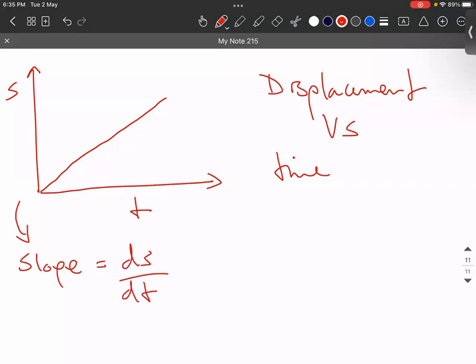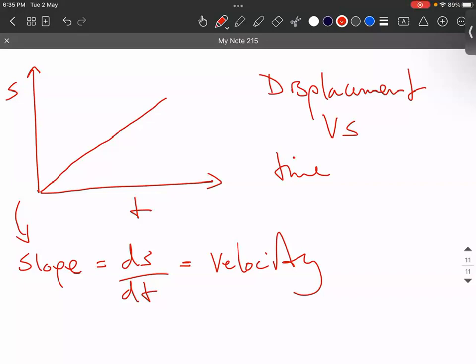What does ds by dt mean? The change in displacement by the change in time. What is that? Average velocity. We don't know how big ds or dt is. Average is when it's very big. When we limit it to zero, it's instantaneous. We just call it velocity. This is my velocity. Interesting stuff. The slope of my displacement versus time graph is giving me velocity.